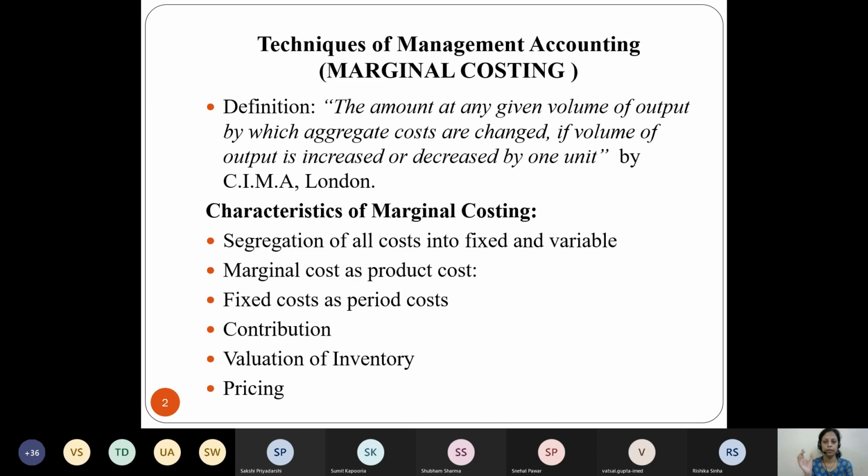So, if the organization wants to implement marginal costing, the first step is to find out the marginal cost of the product, the total variable cost of the product. So, is the definition clear to you?